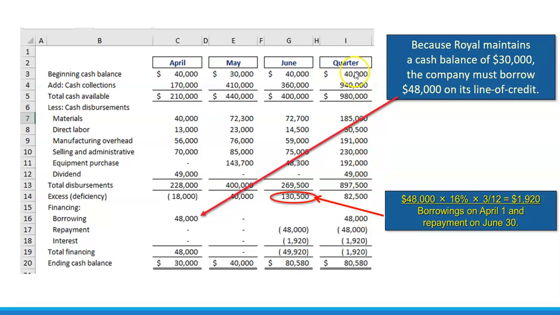And for the total quarter then, we have what our beginning cash collections were, our total cash collections, cash available, disbursements, and then our ending cash balance.